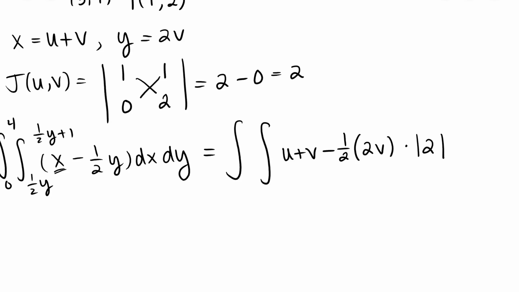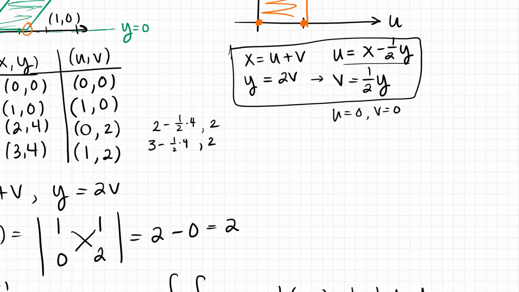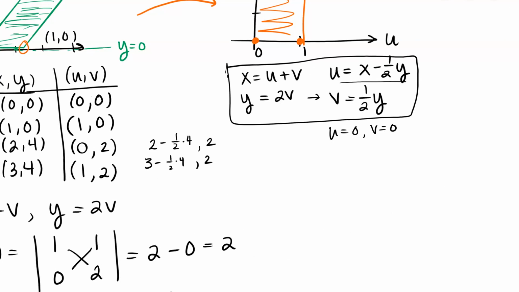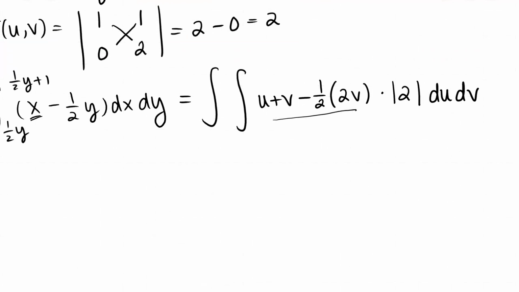Now I have to decide, do I want to integrate with respect to u or v first? Actually it doesn't really matter in this case. I think we'll integrate with respect to u first and then v. Notice u goes from 0 to 1, and then v goes from 0 to 2. I know that this didn't seem easier. It's probably not. If I were to integrate that original double integral, I would probably not do a change of variables, but we're doing this because it's fun.